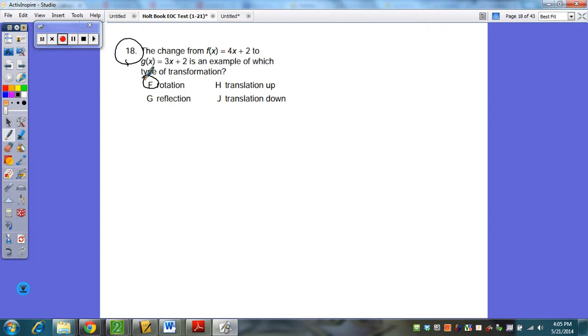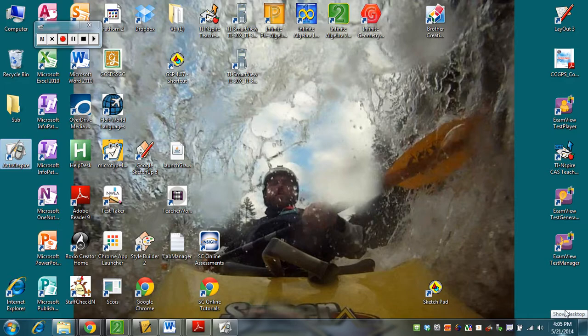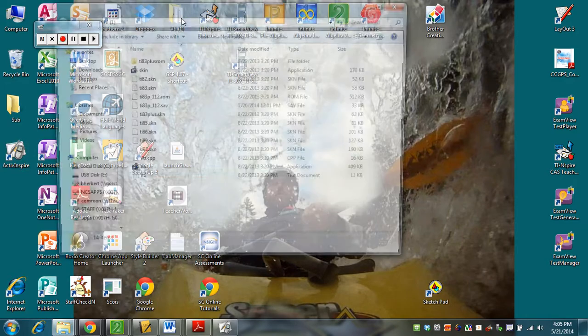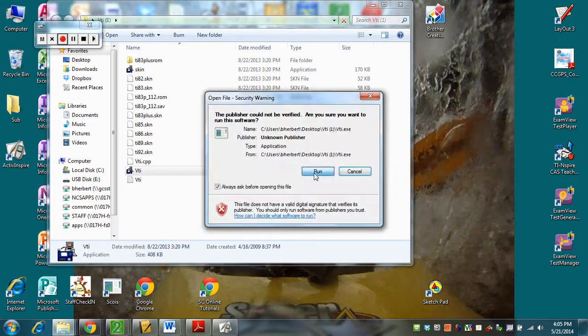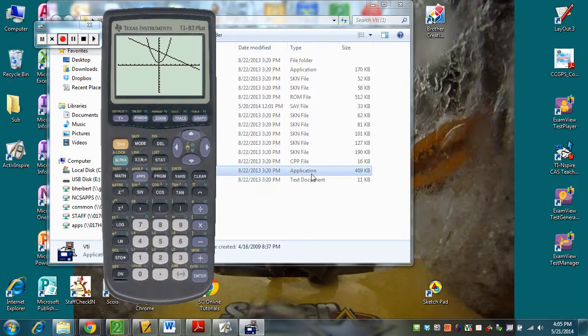This is where having the graphing calculator might help us out. Because if we had the graphing calculator, you could do this inside the test itself. All right, you have this y equals function. Let's clear out both of our functions here for a second.